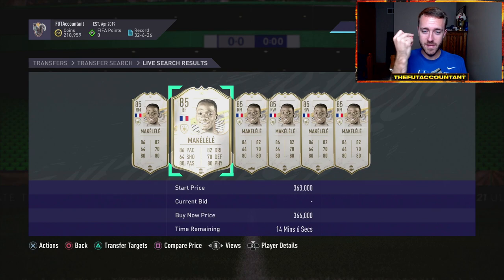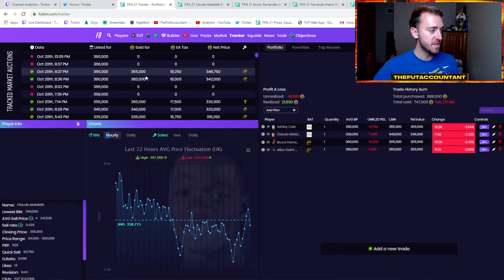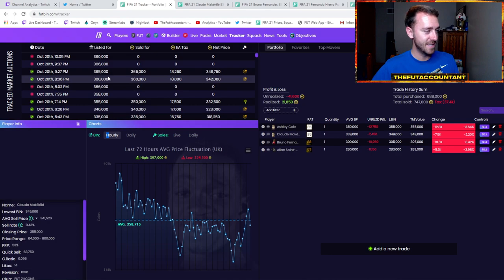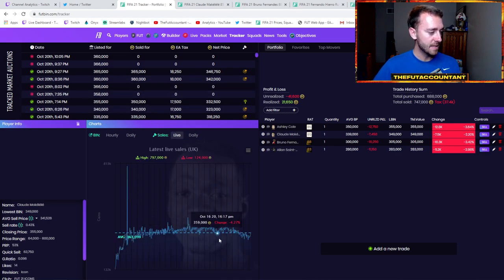But of course, you're not looking for that immediate sale when you're flipping an icon. You know that it might take a couple hours to sell. And that's why using this FUTBIN tracker with all of this information on the listed for and the sale prices is very, very good. Now, a lot of these live sales as well are pretty good to see.